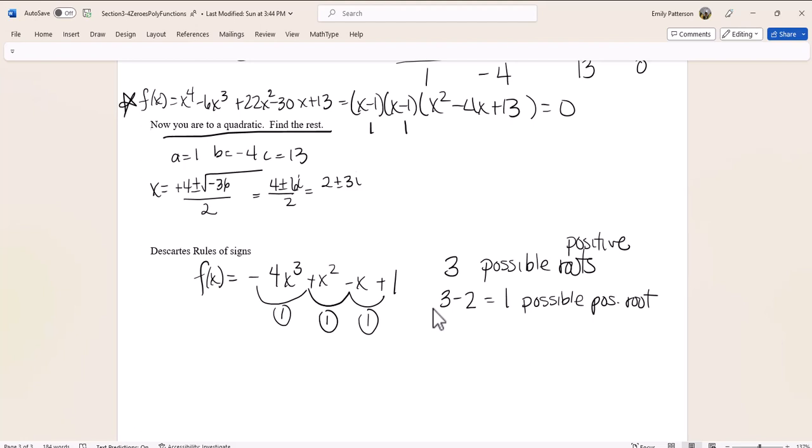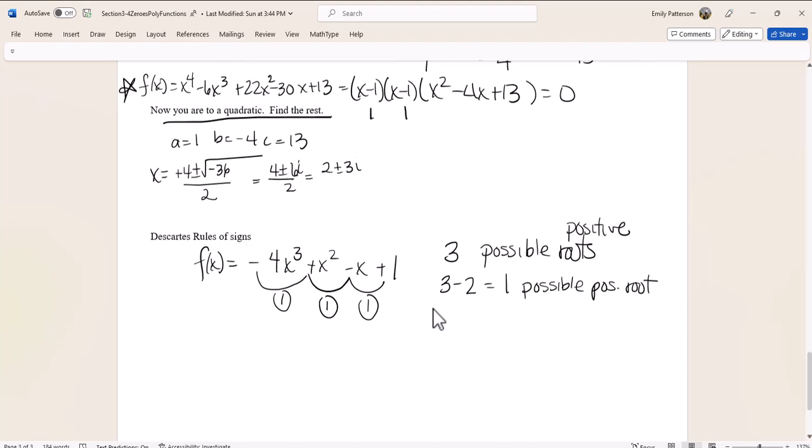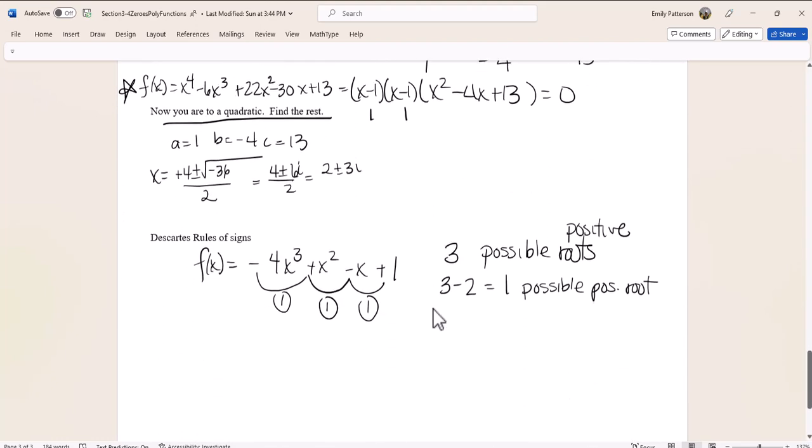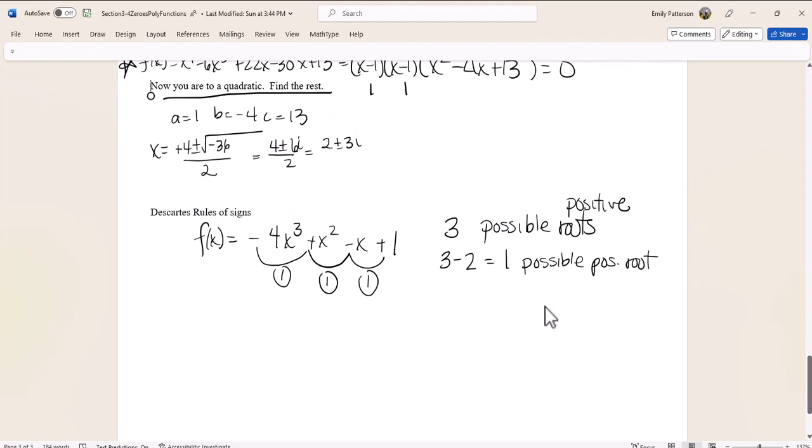So first of all, Descartes says when we're looking at all these possibilities, remember all the possibilities we made here, that in this particular one, I could have 3 possible positive roots or 1 possible positive root. Well, then we're going to look for the possibility of a negative root. Well, for a negative root, we're going to put negative x into our equation. So this is negative 4, and then we're going to put negative x into each one. And work it out.